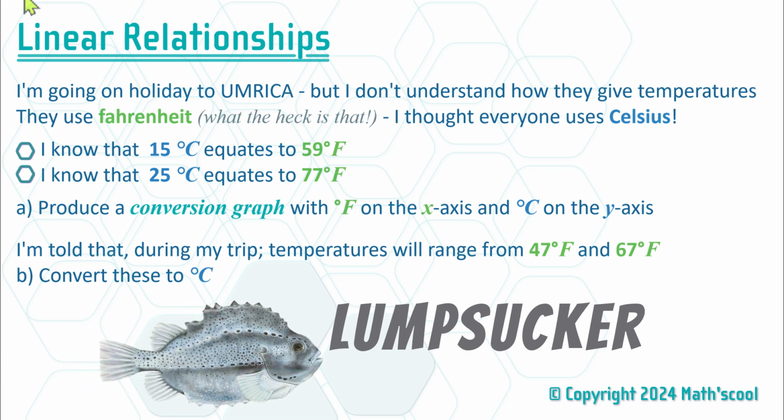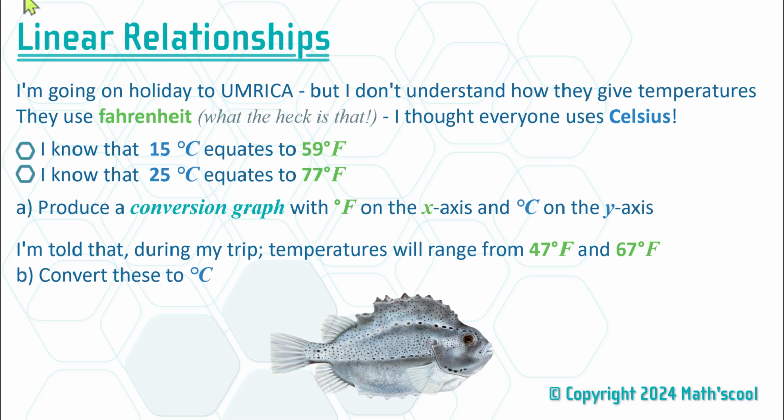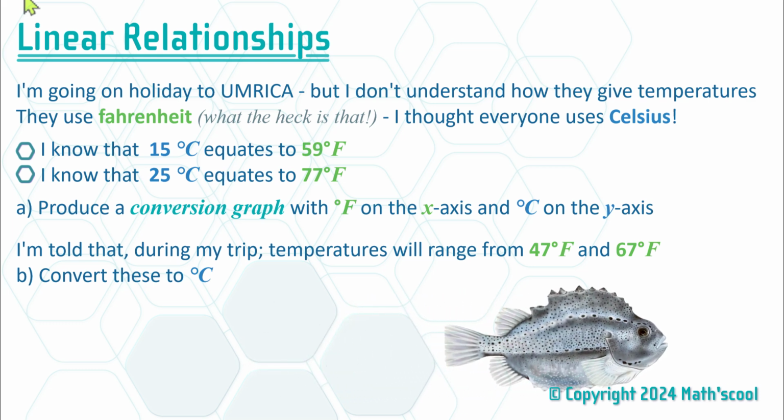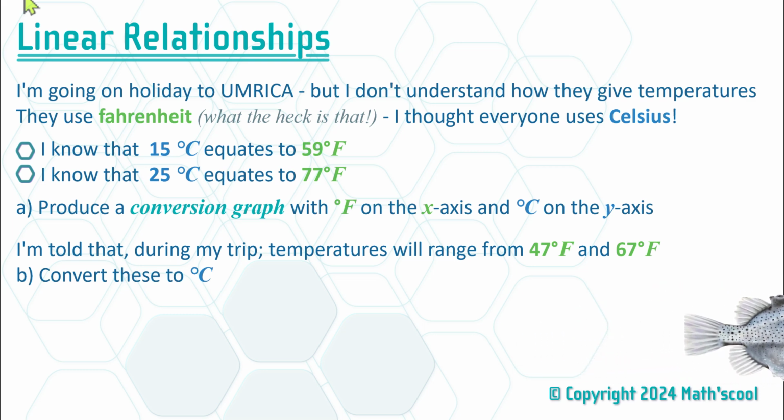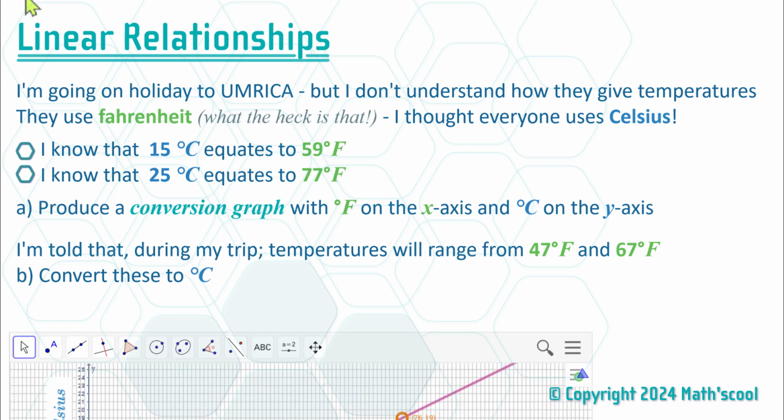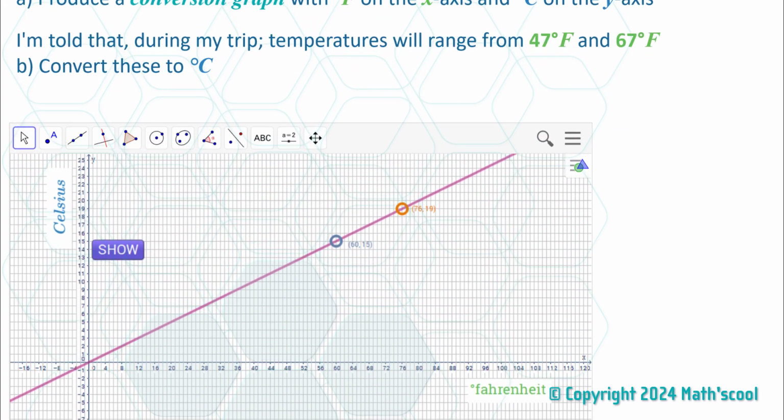So I'm going on a holiday to America, but I don't understand how they use temperatures, how they use Fahrenheit to measure temperatures. I thought everyone used Celsius. I know that 15 degrees C is 59 degrees Fahrenheit, and I know 25 degrees C is 77 degrees Fahrenheit. And they want me to produce a conversion chart, and then they want me to work out what these would be in centigrade. Okay, so let's have a look. So we're going to do 15 is 59.